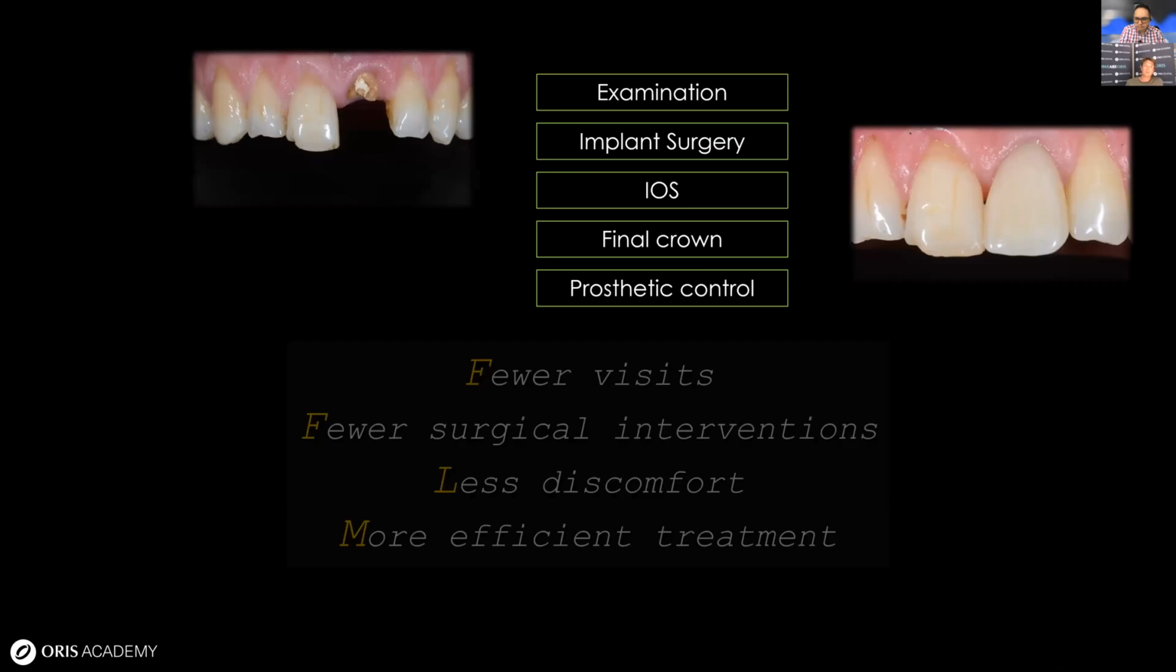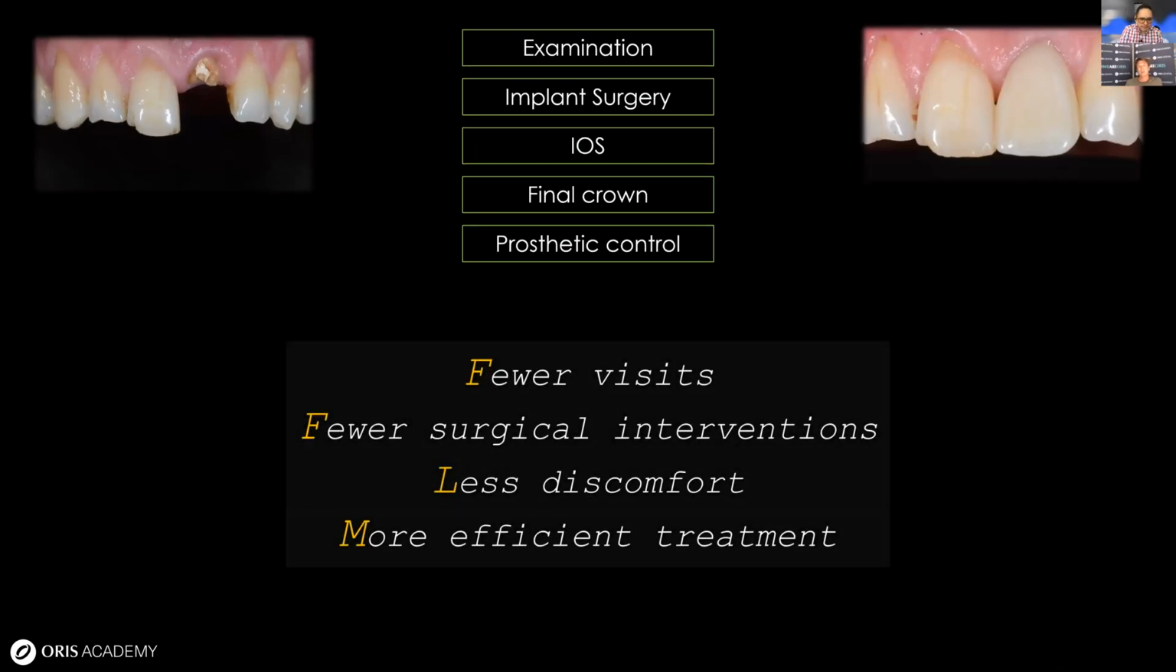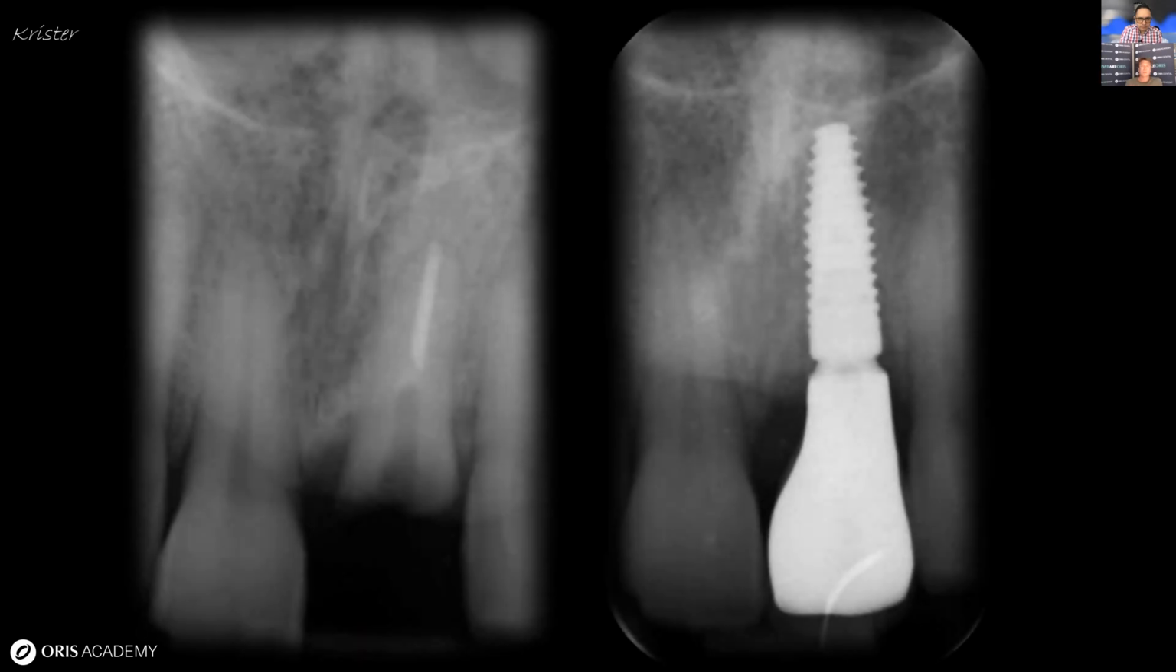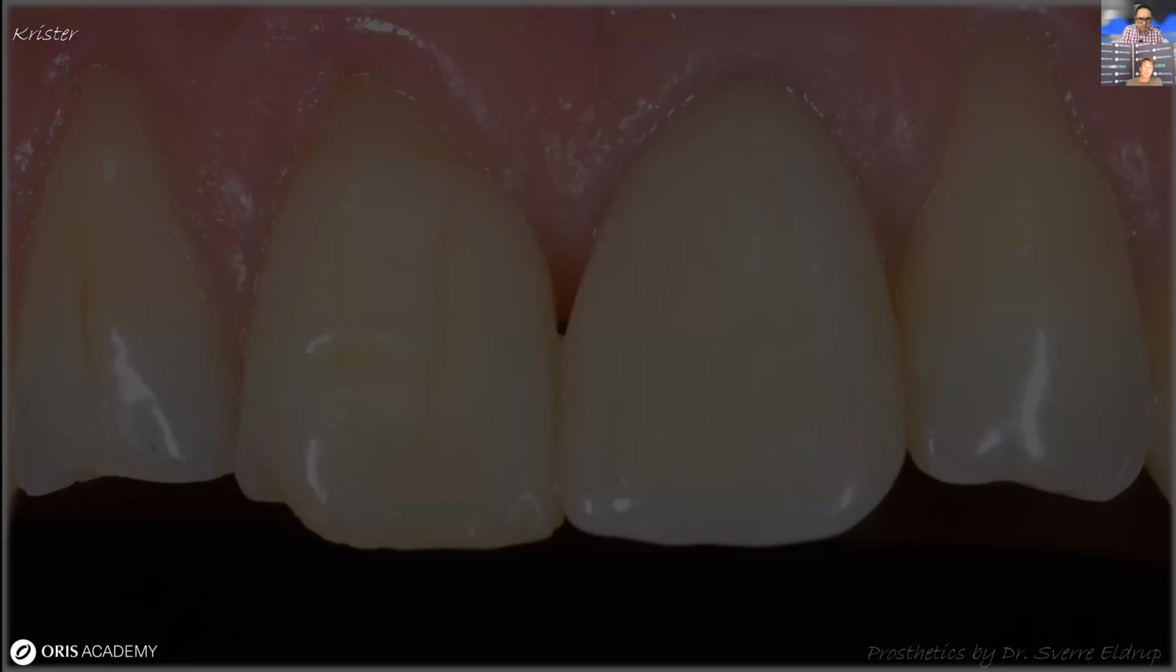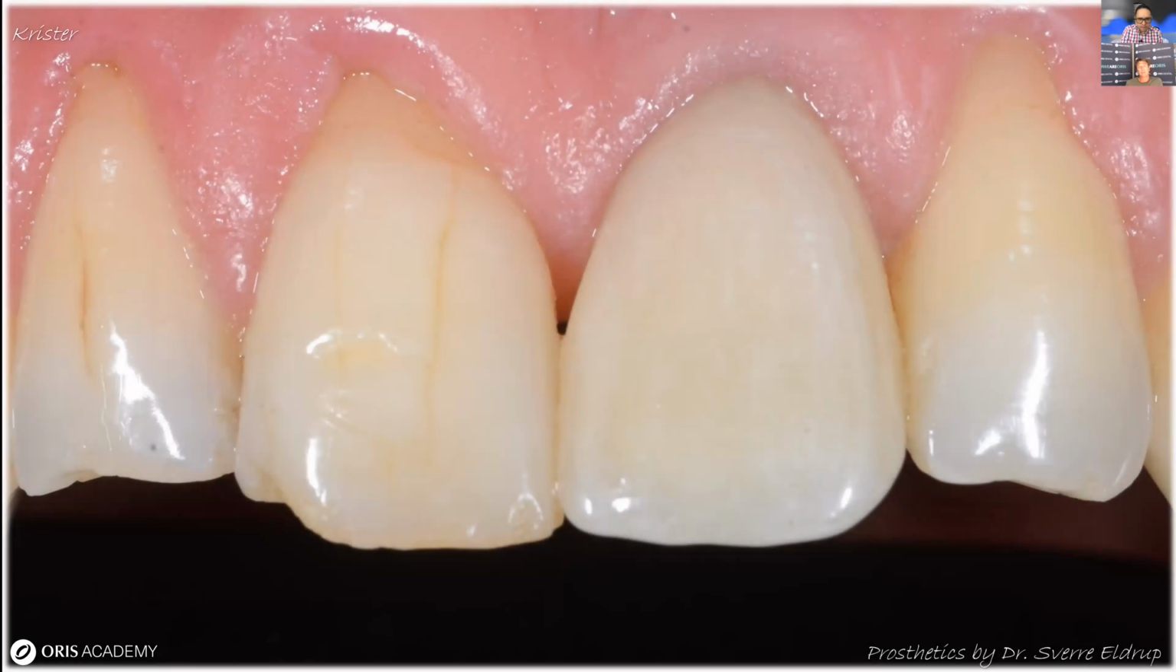So by doing this, we are saving the patient from visits, from surgical interventions, from discomfort, and we're providing a much more efficient treatment. If we look at the X-ray of the treatment, you will see this implant installed at the time of surgery. It is a Straumann bone level implant that was used at that time, and it offers a predictable solution. It's a fair aesthetic result for him. He's not very concerned about his aesthetics, but it's good enough, as you will see here.